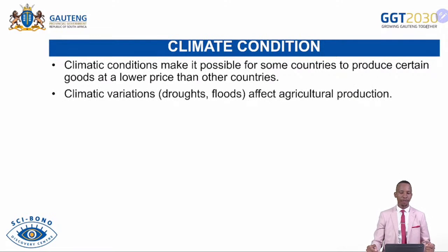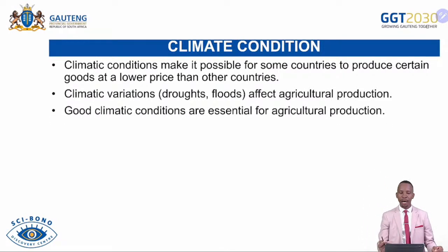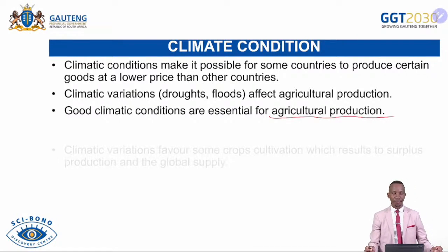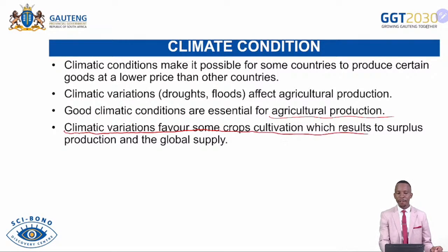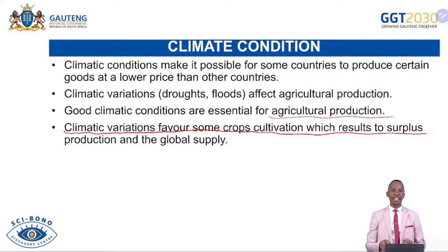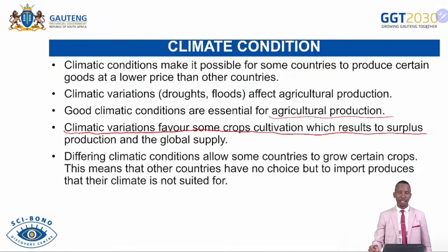Climate conditions vary from country to country, and that affects mostly agricultural produce. Good climate conditions are essential for agricultural production. If ever there's a good climate condition, there will be more harvest under agriculture. Climate variations favor some crops' cultivation, which results in surplus production and global supply. Yes, if ever the climate condition favors a particular crop to be produced, the country will have a surplus production and harvest. Then what should be done? That country will supply countries that are having a shortage of the particular crop, so that they will be able to reduce the scarcity of resources.